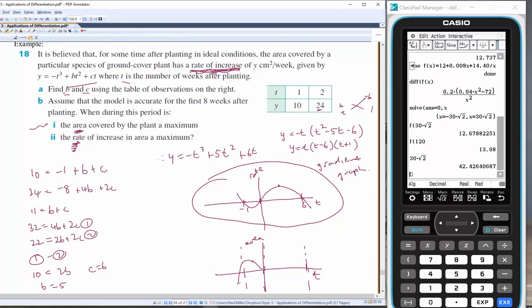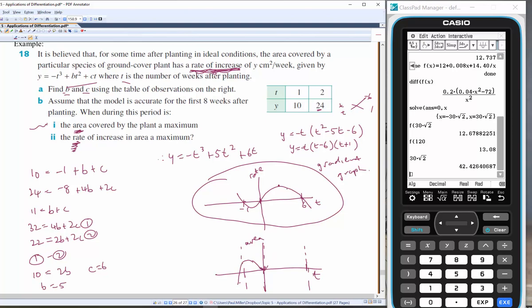All right, so we've got our positive gradient here, that's our matching positive gradient there. We've got our negative gradient here, that's our negative gradient here, through to this stationary point. Now, I'm presuming this stationary point is when t equals 0 and area is 0, because I presume they've just been planted. So the area covered at the time of planting is 0 or close to 0.